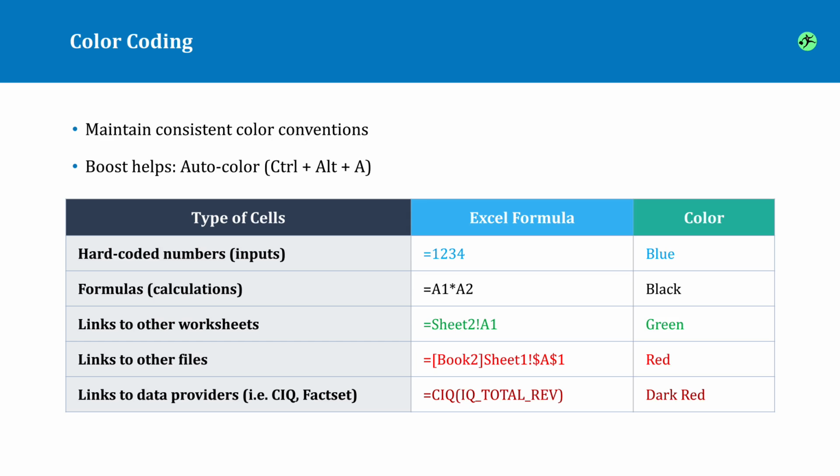It's good to do. And again, of course, Boost is a major help with this because you can auto color. You don't have to manually go in and look for cells. Without an add-in toolkit like Boost, you have to manually go in and say, oh, this is a hard input, and you have to maintain that consistency. Boost makes it a lot easier to maintain consistent formatting.